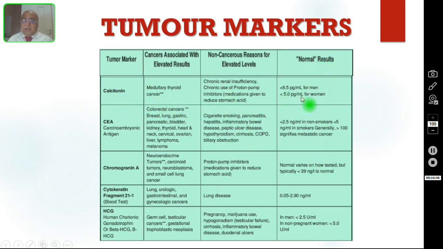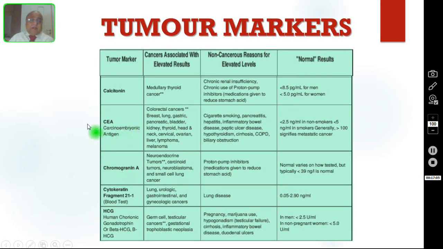The normal value is always less than 8.5 picograms per ml for men. It is less than 5 picograms per ml for women. This is the normal value.